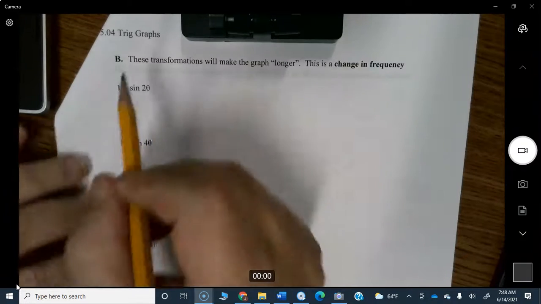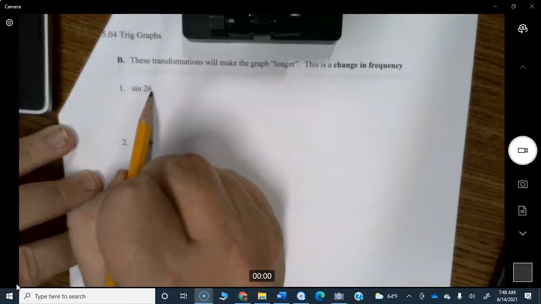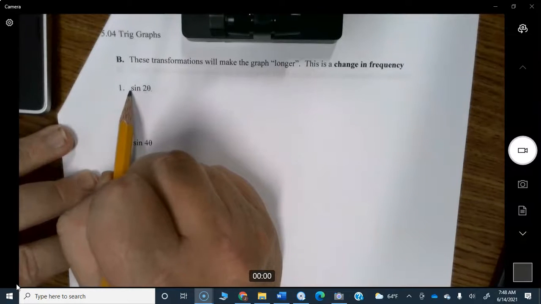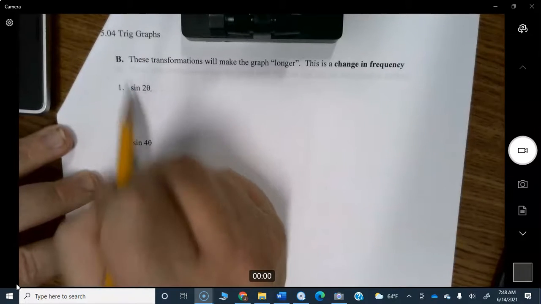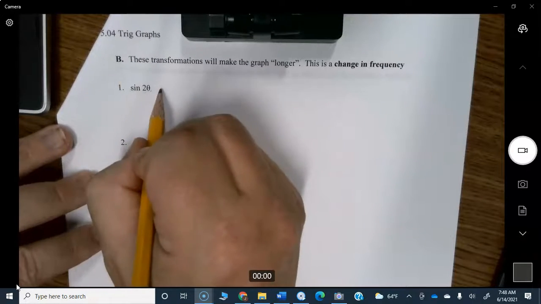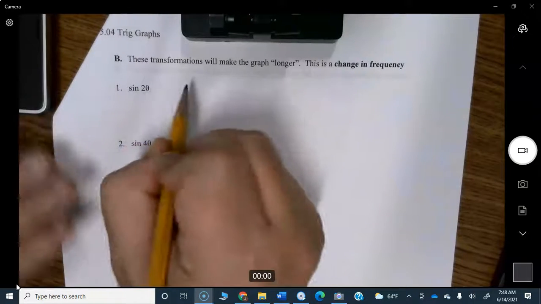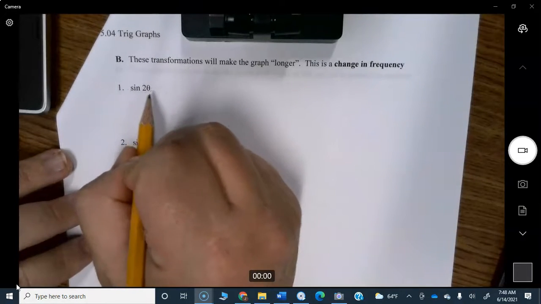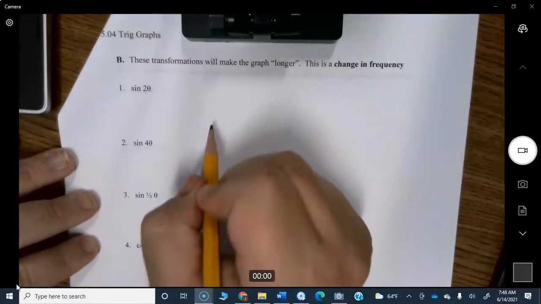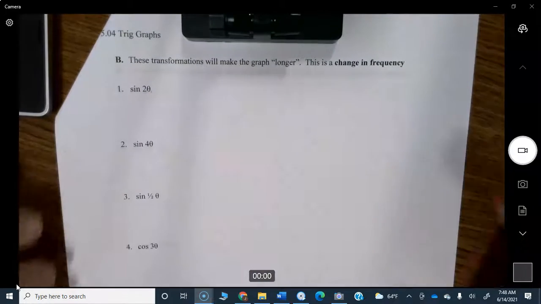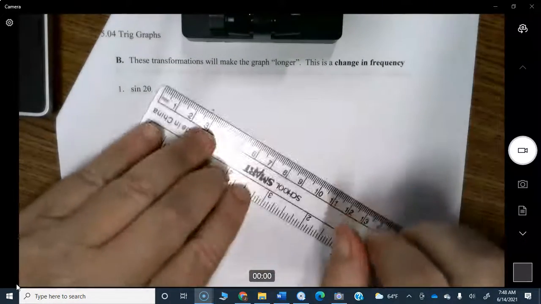Okay, now what we're going to do is put a coefficient in front of the angle theta. Before, when we put the coefficient out in front of sine, that changed the amplitude. The next thing we did was add something to theta, and that shifted it right or left. Now we're going to multiply theta. Okay, and this is called the frequency. So let's go ahead and draw that.